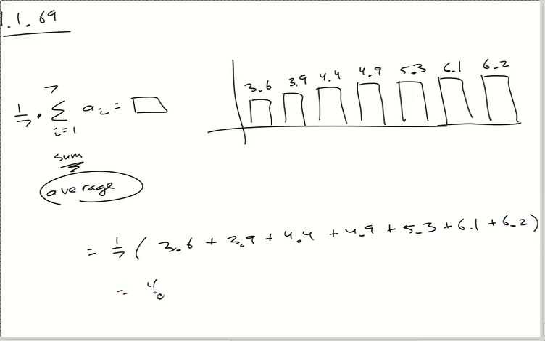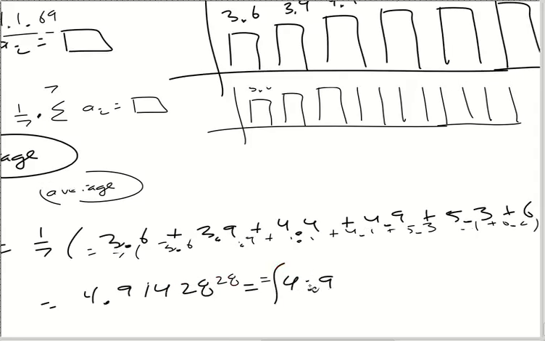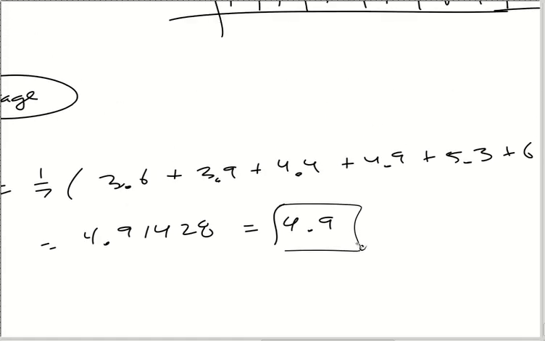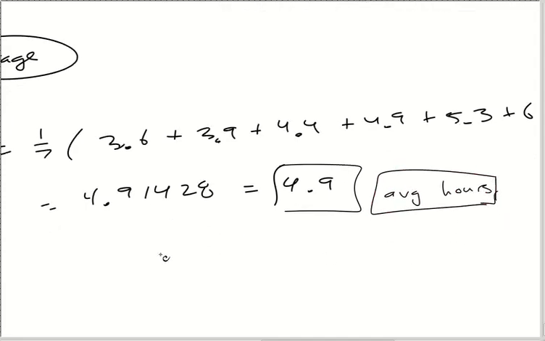And I got here 4.91428, which rounded is 4.9. Okay, I apparently zoomed in again. There you go. 4.9, cool. And you're going to click average hours, because again, I told you it was the average.